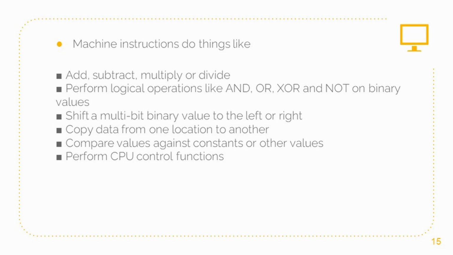3. Shift instructions. Shift instructions shift the bits of a binary value to the left or right by a specified number of positions. This can be used for tasks like multiplying or dividing by powers of 2, extracting or inserting specific bit fields, and manipulating binary representations of numbers.